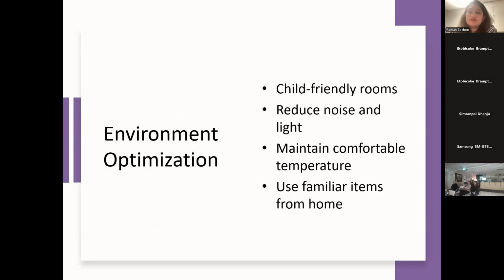Environment optimization. Child-friendly rooms should be there. There should be less noise and light in the room. Also, the temperature should be maintained a little lower, as it's more comfortable and induces sleep. The child can also bring some familiar items from home like toys, pillows, and blankets, as we already discussed.